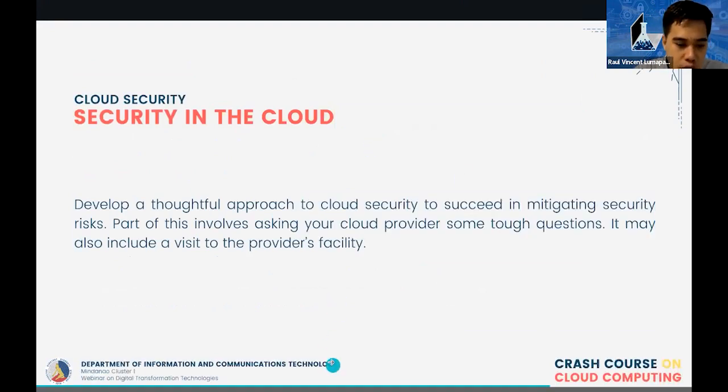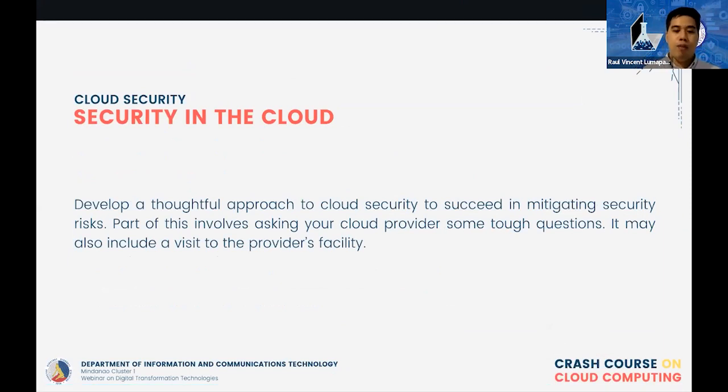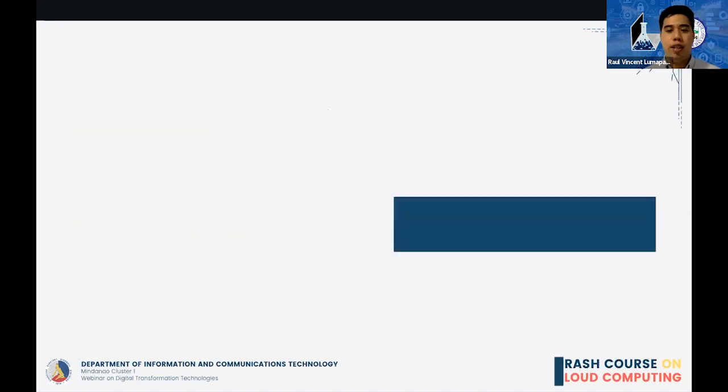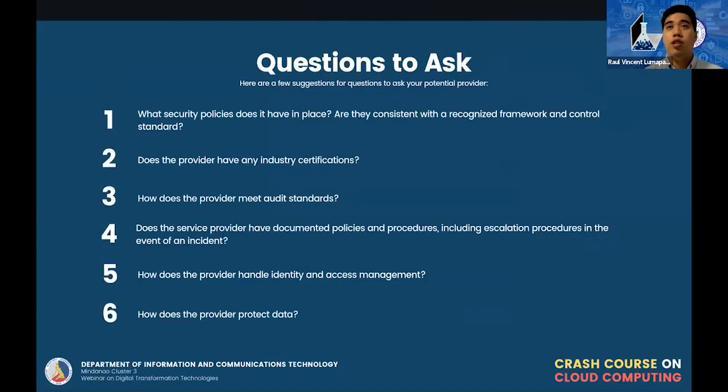Develop a thoughtful approach to cloud security to succeed in mitigating security risk. Part of this involves asking your cloud providers some tough questions. Do not hesitate to ask them the right questions because you're paying them. It may even include a visit to the provider's facility if possible. But if not, then ask them how secure their system is, given that there are lots of liabilities that you will be encountering if you have data breaches or problems because of your cloud provider.